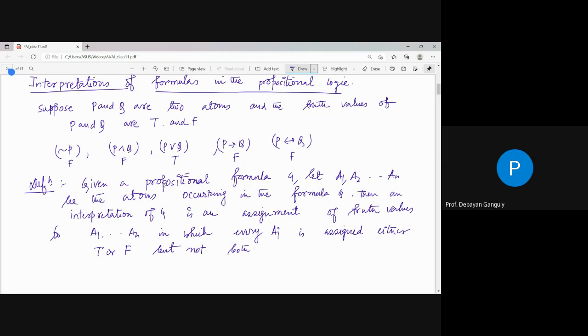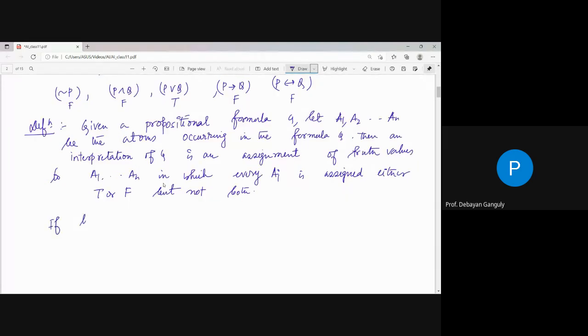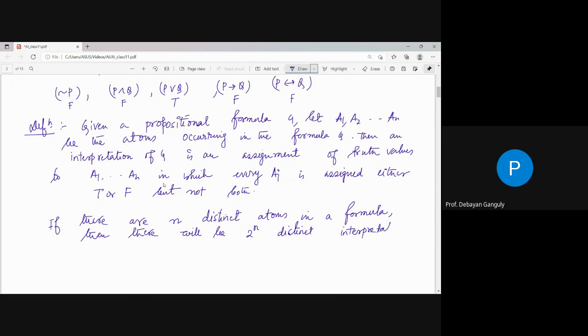So if there are n distinct atoms in a formula, then there will be 2 to the power n distinct interpretations for the formula, because each atom should be either true or false. So that means there are 2 to the power n distinct interpretations for the formula.